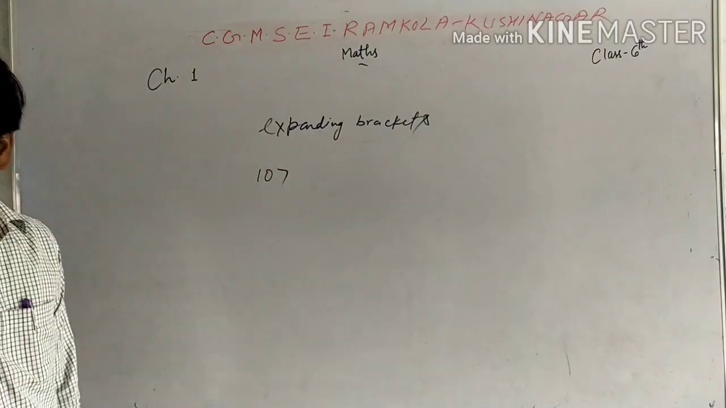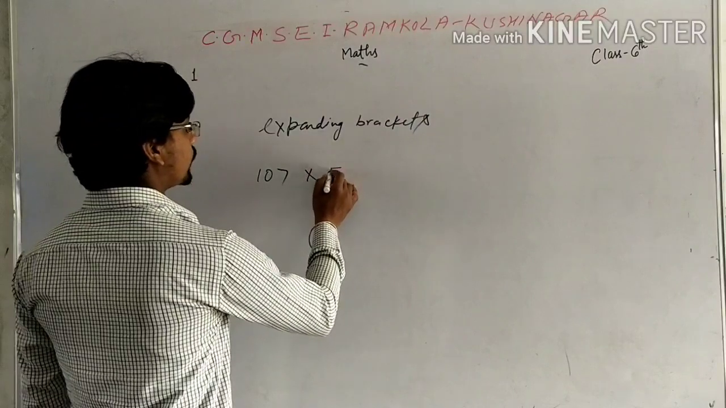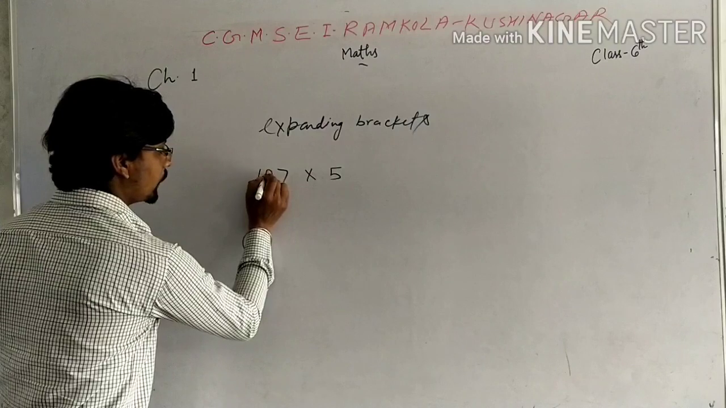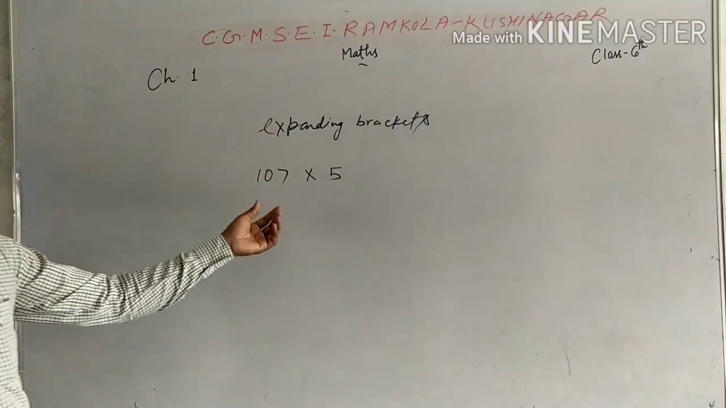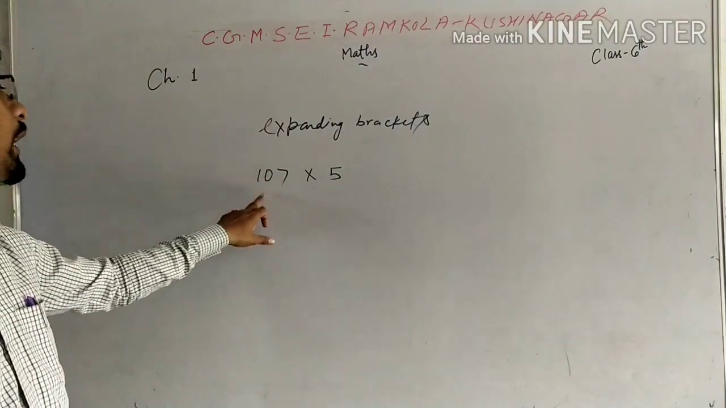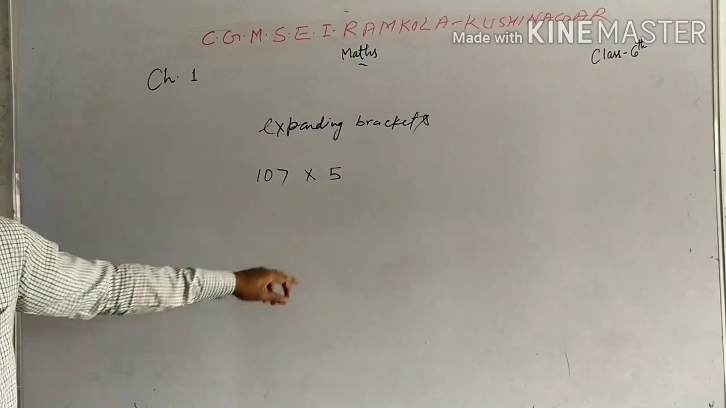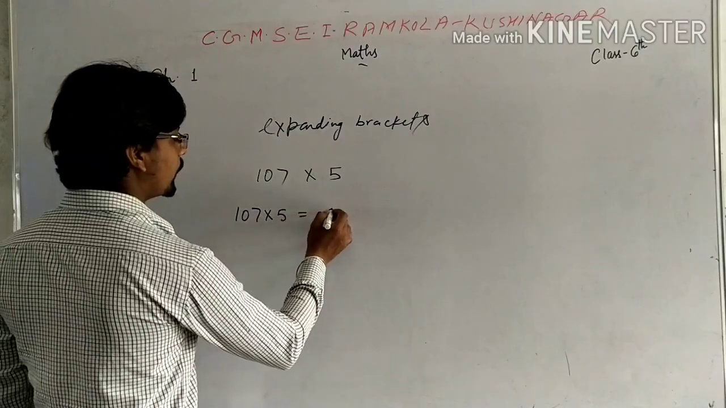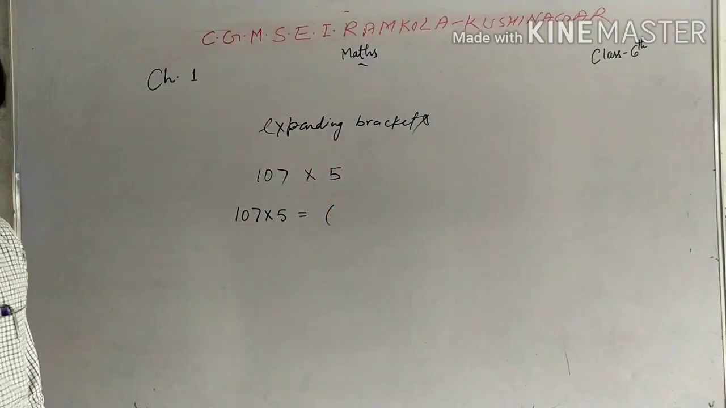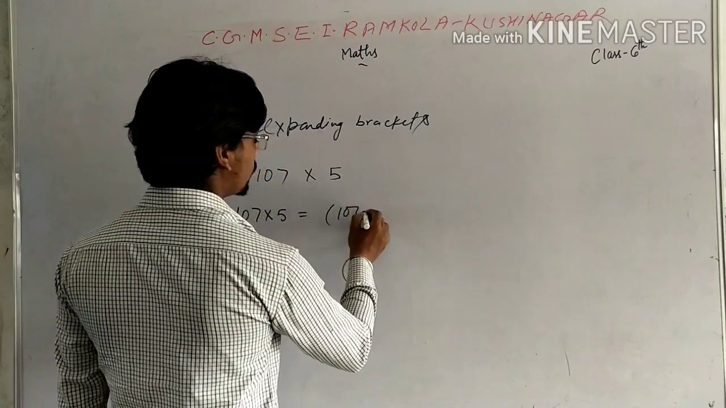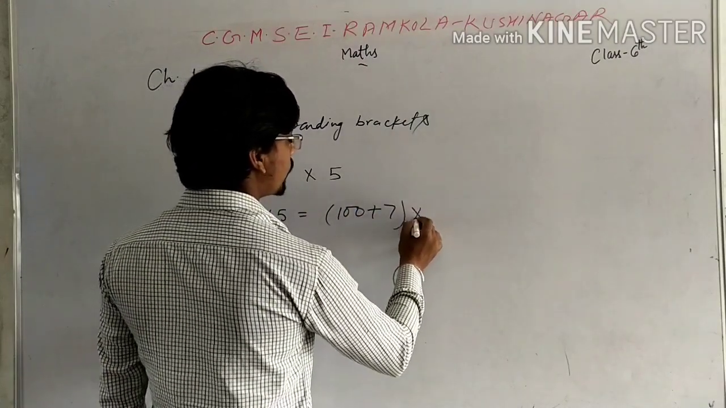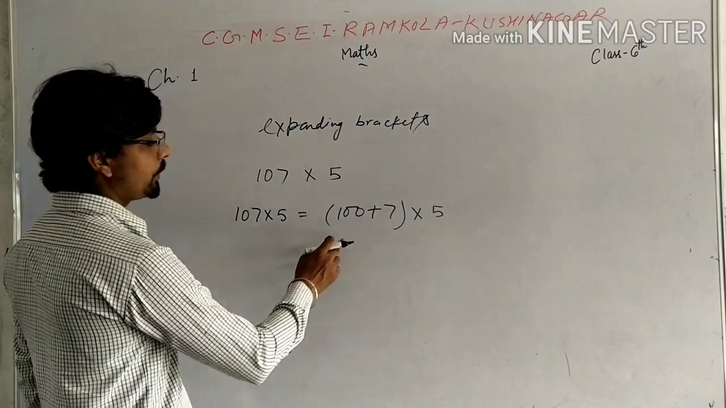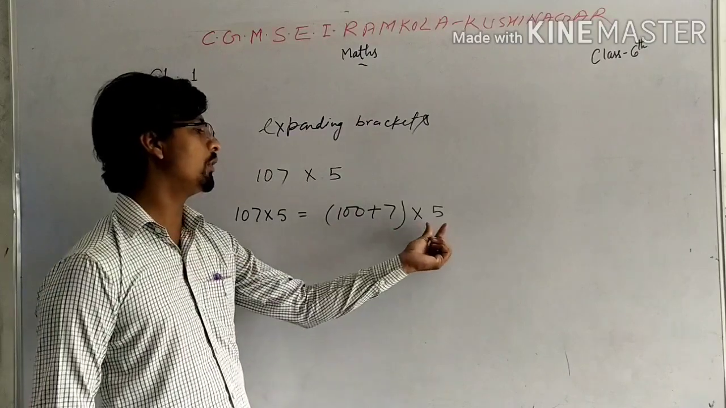It means suppose you have to solve 107 into 5. You can see here 107, and 100 plus 7 makes 107. So you can write 107 into 5 is equal to, in bracket, 100 plus 7, into 5. Okay. Now you can multiply 100 by 5.